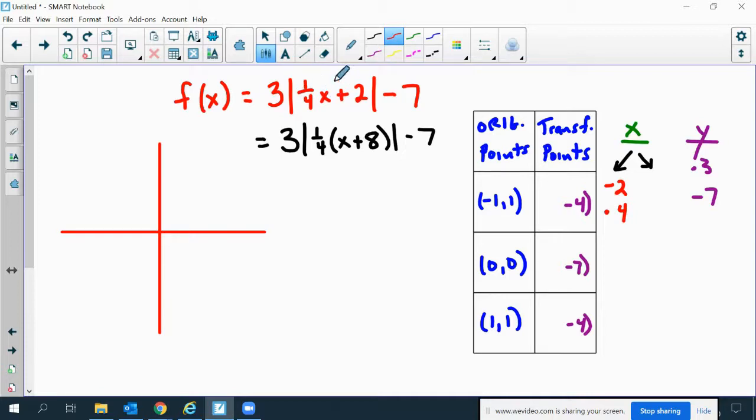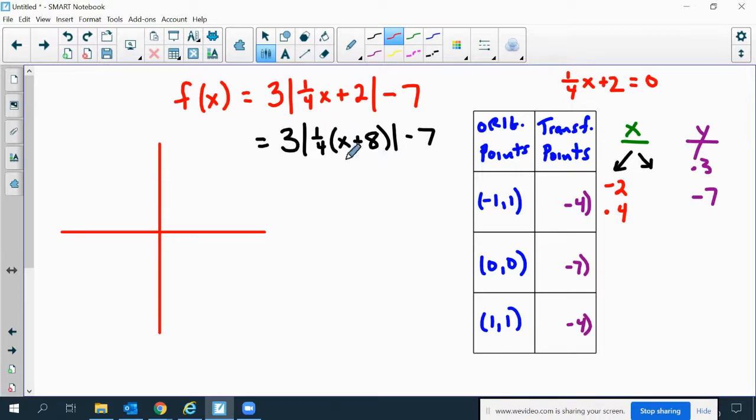Remember that everything is kind of opposite when we're looking at the interior of a function when it comes to x. So we would be basically solving for x on the inside. So if I'm solving for where the original is 0, I would subtract 2 first, and then I would multiply by 4, which is multiplying by the reciprocal of that.